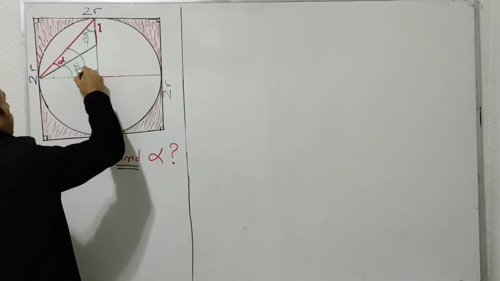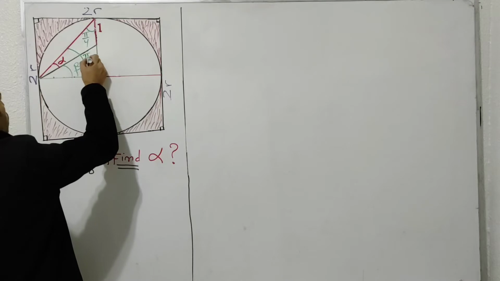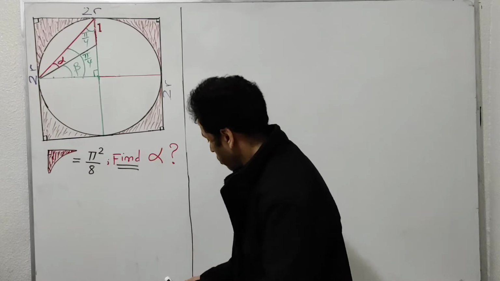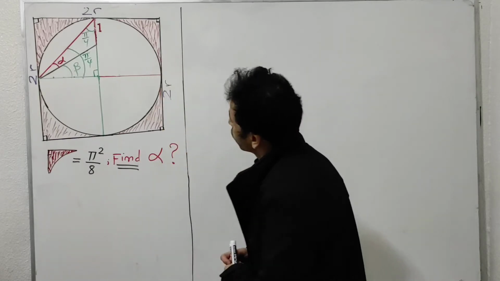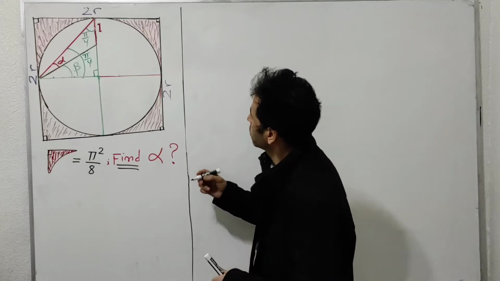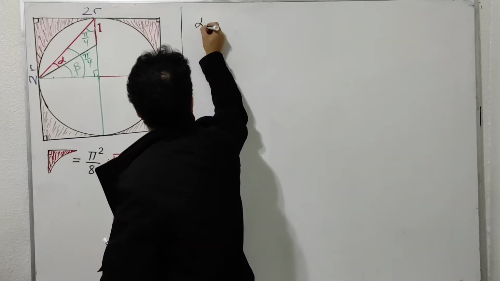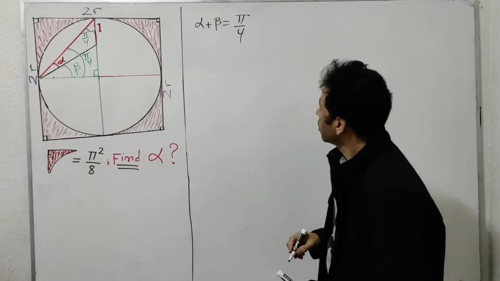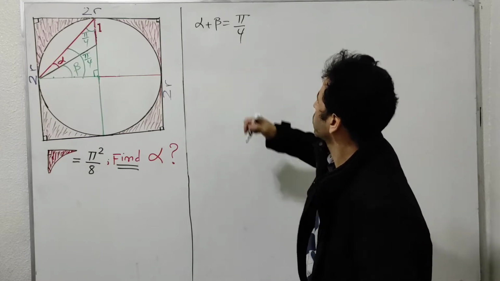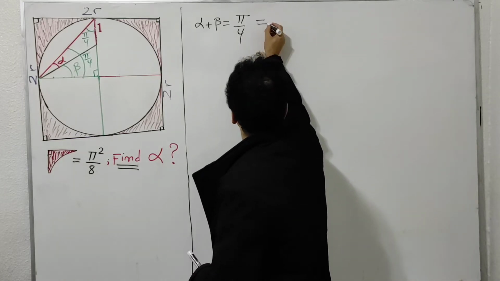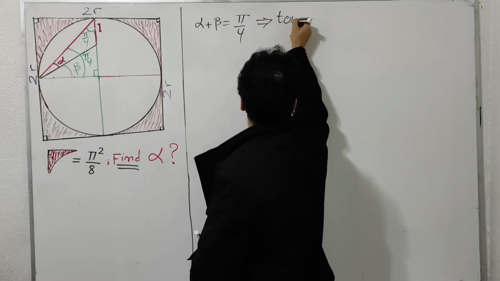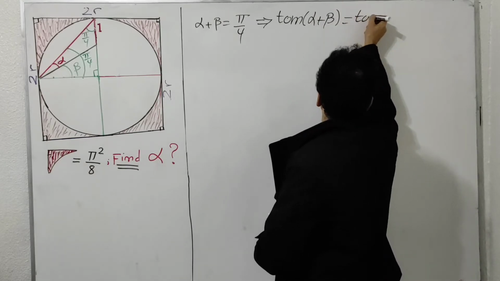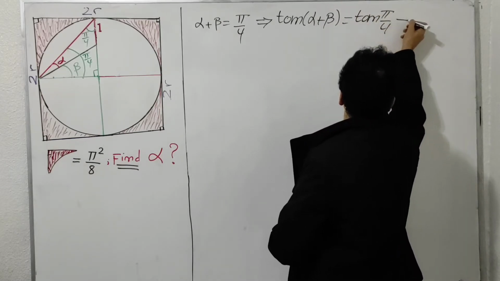That means this angle, which is alpha plus beta, equals pi over 4, as the isosceles right triangle. So now the most important thing I can extract from this problem is alpha plus beta equals pi over 4. I'm going to apply the tangent on both sides. So this implies tangent of alpha plus beta equals tangent of pi over 4, which is equal to 1.